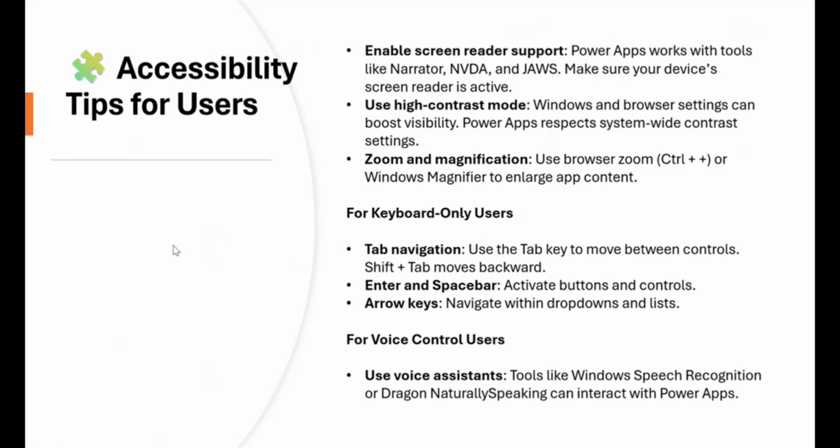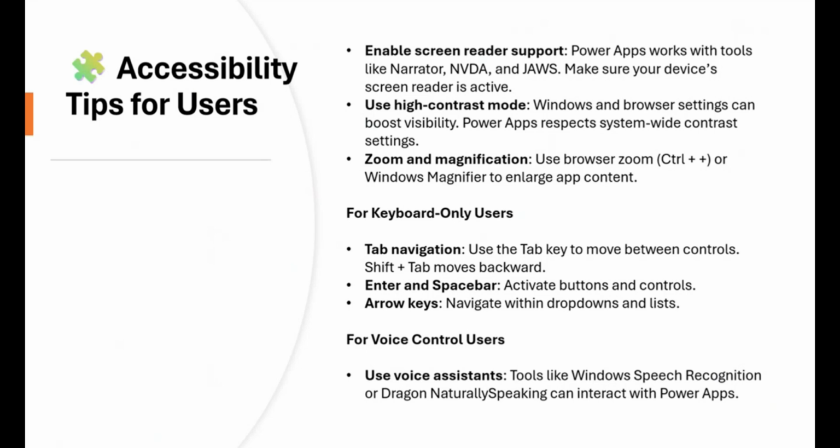Here are some accessibility tips for users. You can enable screen reader support. Power Apps works with tools like Narrator, NVDA and JAWS. Make sure your device's screen reader is active. Using high contrast mode, Windows and browser settings can boost visibility. Power Apps respects system-wide contrast settings. Zoom and magnification: use your browser's zoom controls or Windows Magnifier to enlarge app content.